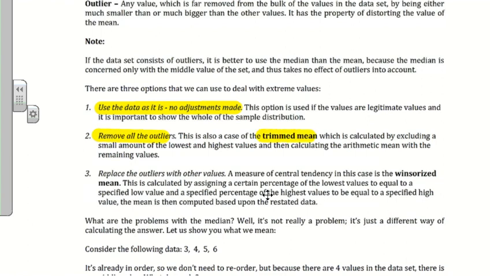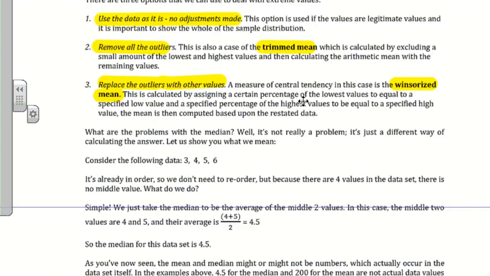We can say you can remove all the outliers. That's called a trimmed mean. Why? Because you just remove them, you trim them, you cut them away. And there's another one called a Windsorized mean. A Windsorized mean is you replace the outliers with other values. So, well, it's not likely to ever be a number as high as 997. Well, let's get rid of it, and we'll replace it with another number. Okay, everybody comfortable?